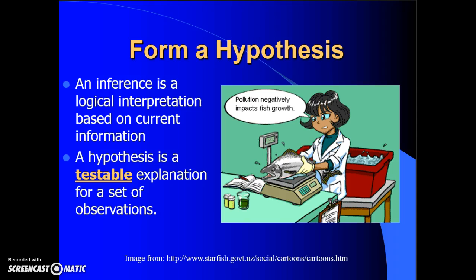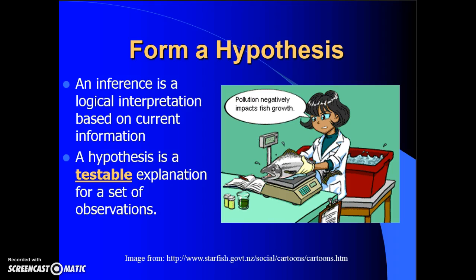The next step is to form a hypothesis. And part of this involves making an inference. An inference is a logical interpretation based on current information. For example, if I'm outside and I observe that the temperature is dropping, the wind is picking up, and it's getting very cloudy, I might infer that it's about to rain. So inference is an important part of the scientific method.